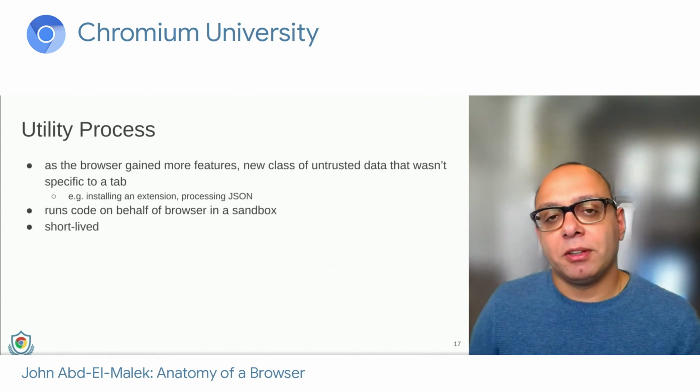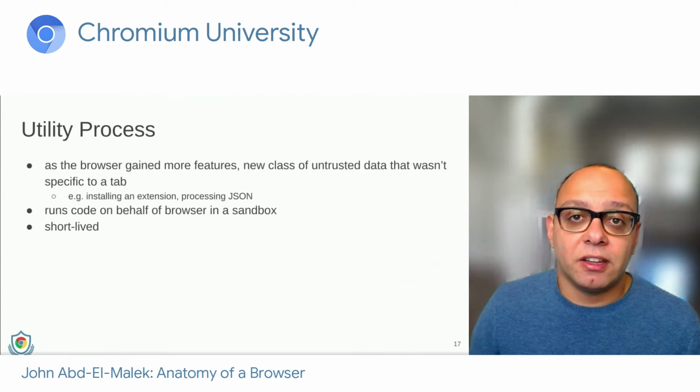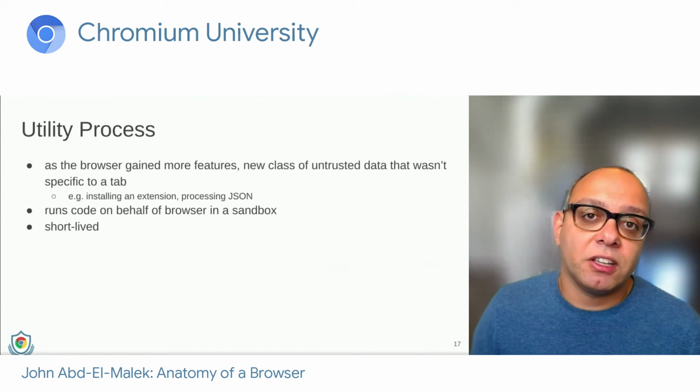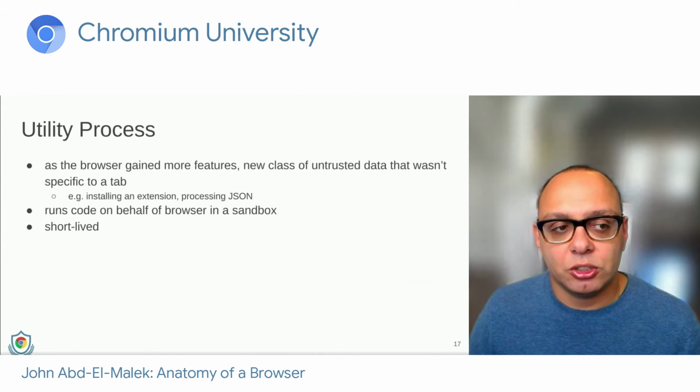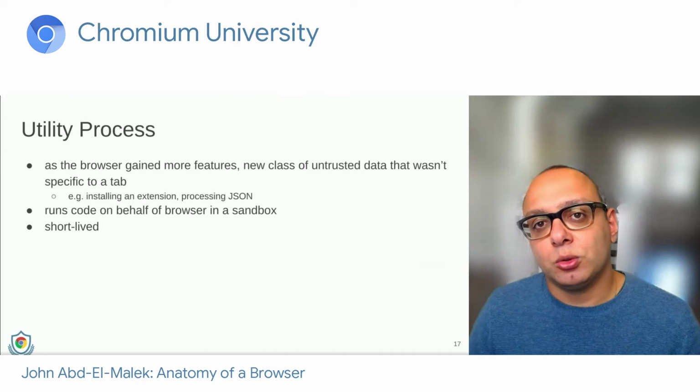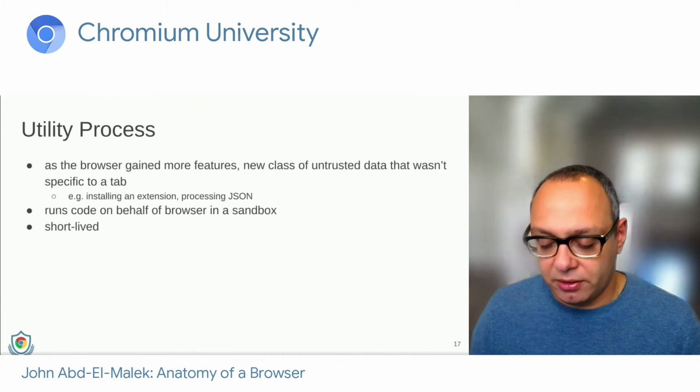A utility process is something else that we gained. The reason is, as the browser gained more features, there were new classes of untrusted data that didn't belong to a specific page, where it could run in that page's renderer process. Things like installing an extension or processing JSON that came from the server. So the utility process is used to run this short-lived computation in a fully sandboxed process and get the data back.